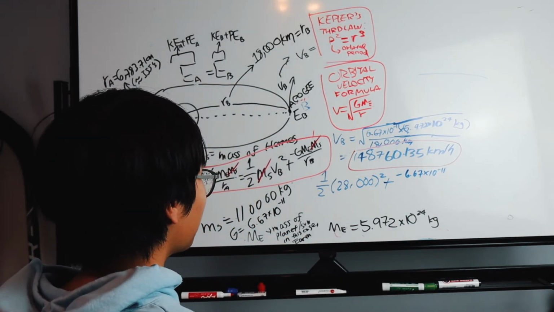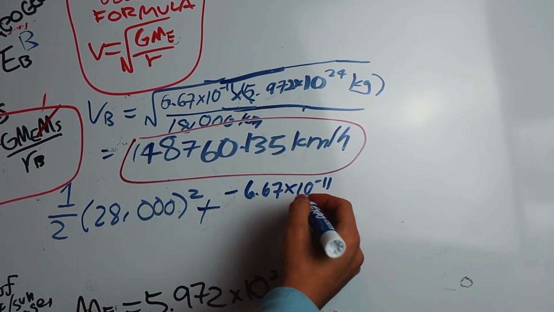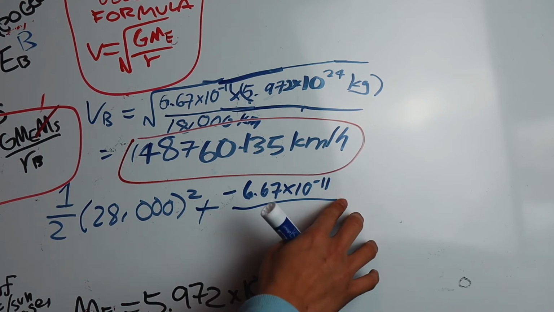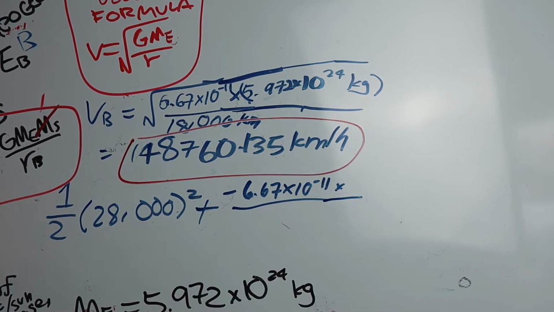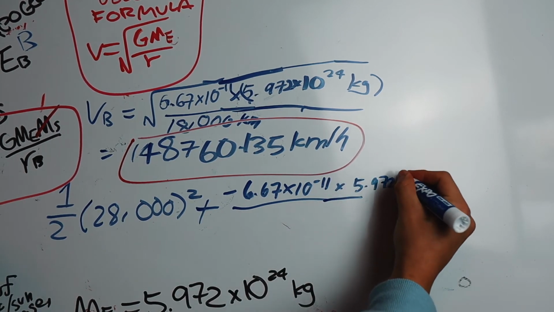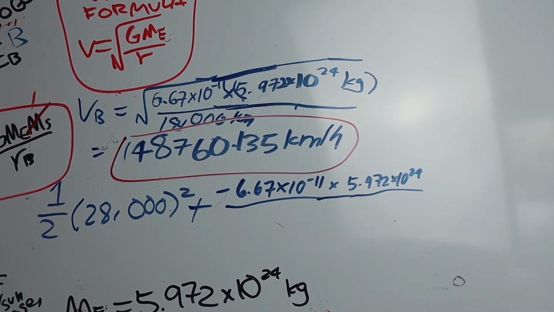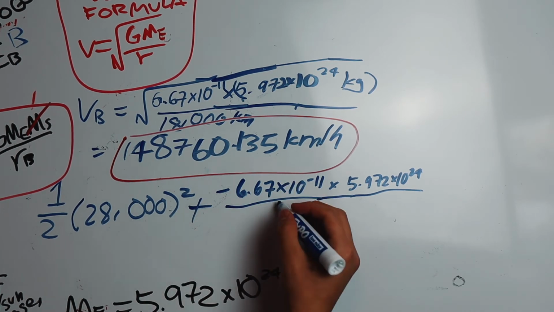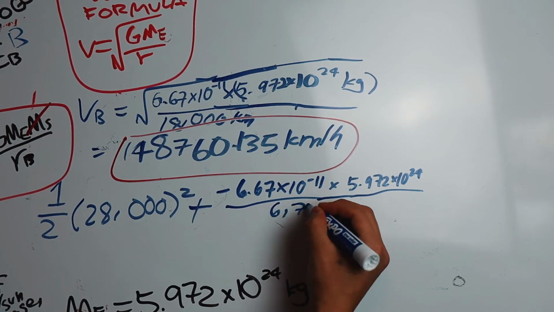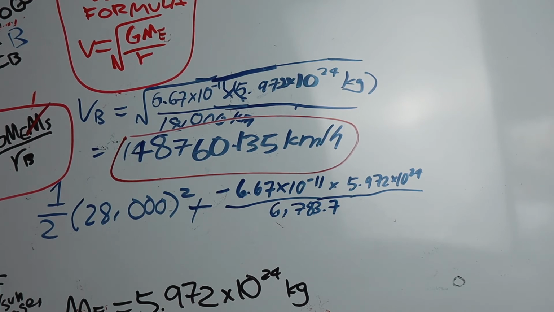And hang on, I'll move the camera for you. So there you go. Over, we forgot to multiply the mass of the Earth, which is going to be 5.972 times 10 to the power of 24. And then for the denominator, we're going to have RA. So RA equals 6783.7 kilometers. Okay, so we got that right.